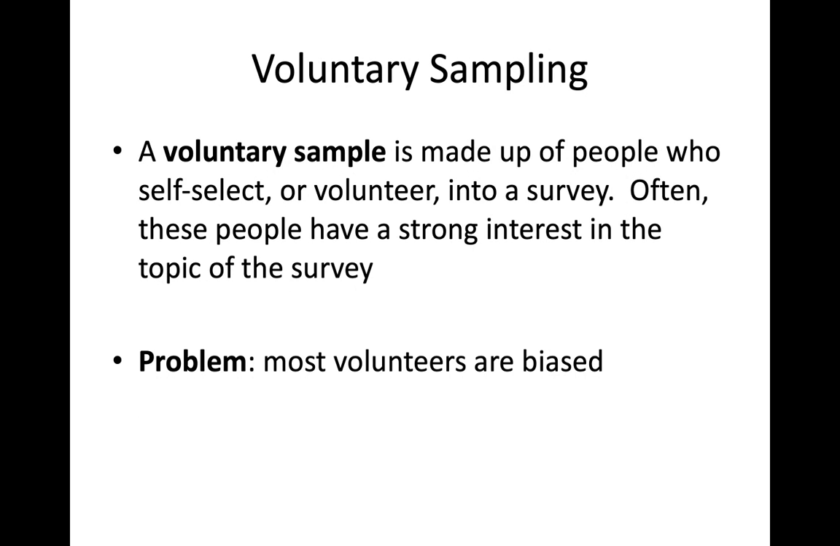Next up, voluntary sampling. Well, when you volunteer for something, what happens? A volunteer sample is made up of people who self-select or volunteer into a survey. Often these people have a strong interest in the topic of the survey. The problem with this is that most volunteers are biased, meaning they feel very strongly one way or another.